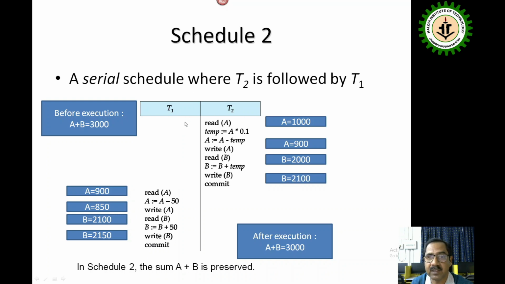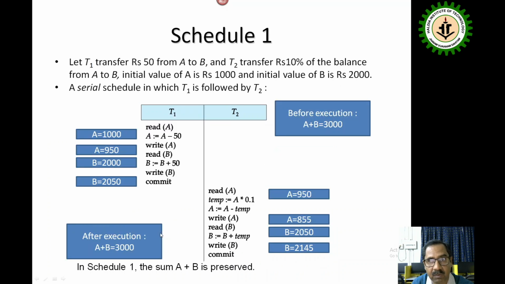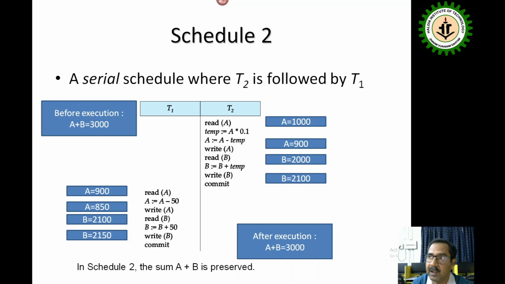That means T2 executes first, then T1 starts its execution. Since this is a serial schedule, all the instructions of the transaction T2 appear together and are executed according to the order. Then after finishing T2, T1 starts its execution, and all the instructions of T1 appear together and are executed according to the order. So schedule 1 and schedule 2 are serial schedules, where one transaction is executed first, then the other transaction starts its execution.